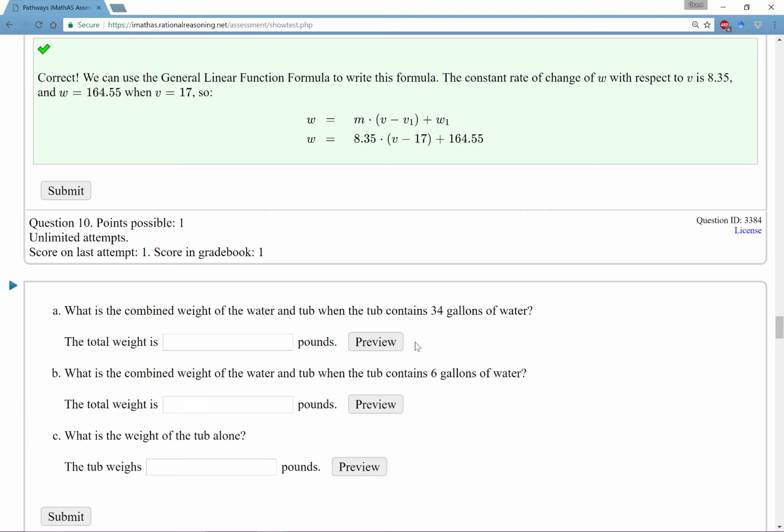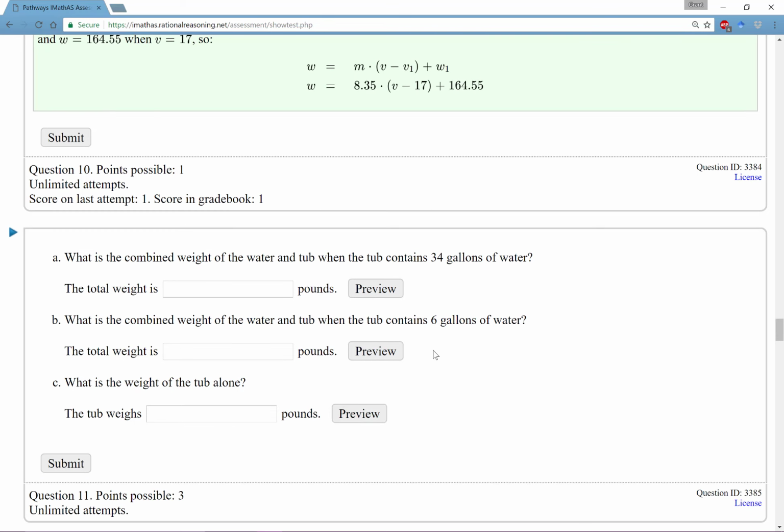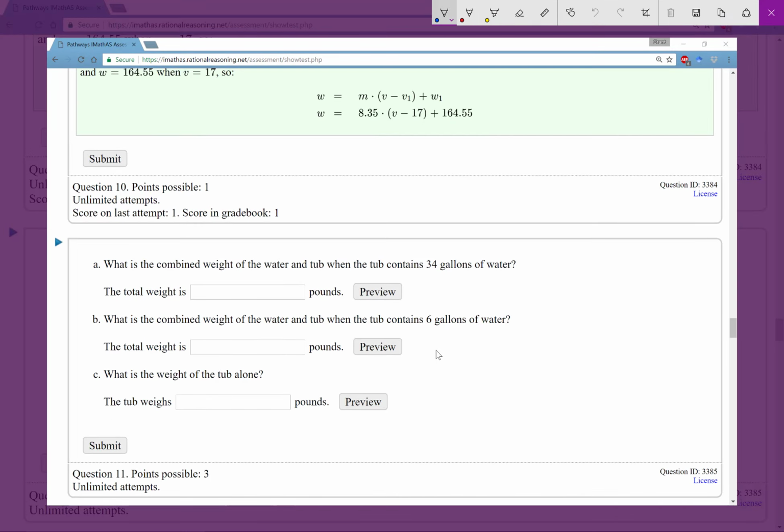So now let's answer some questions about how we determine W given a value for V. So next question, what is the combined weight of the water and tub when the tub contains 34 gallons of water? Well, first of all, if the tub contains 34 gallons of water, this means that V equals 34. And we can use our formula that we got before and plug V equals 34 into it to compute the value of W.